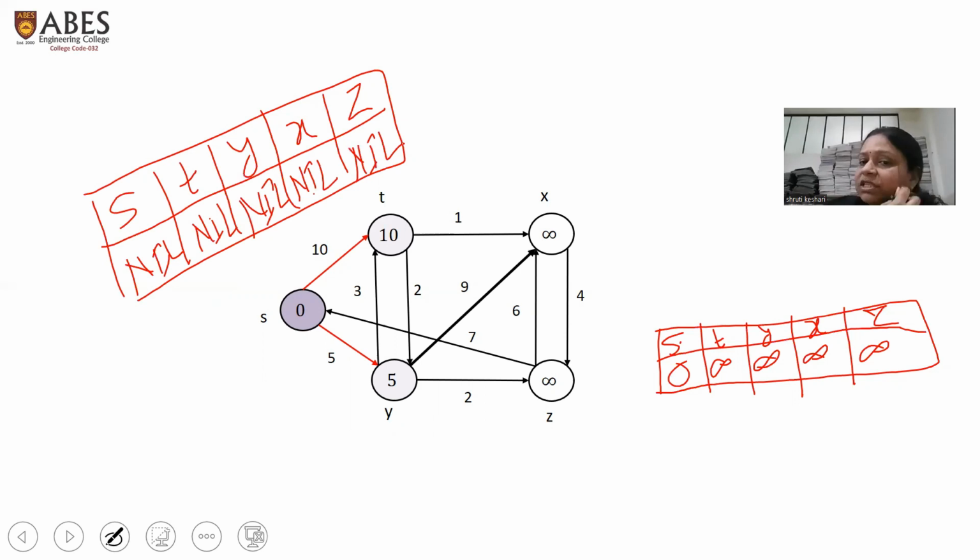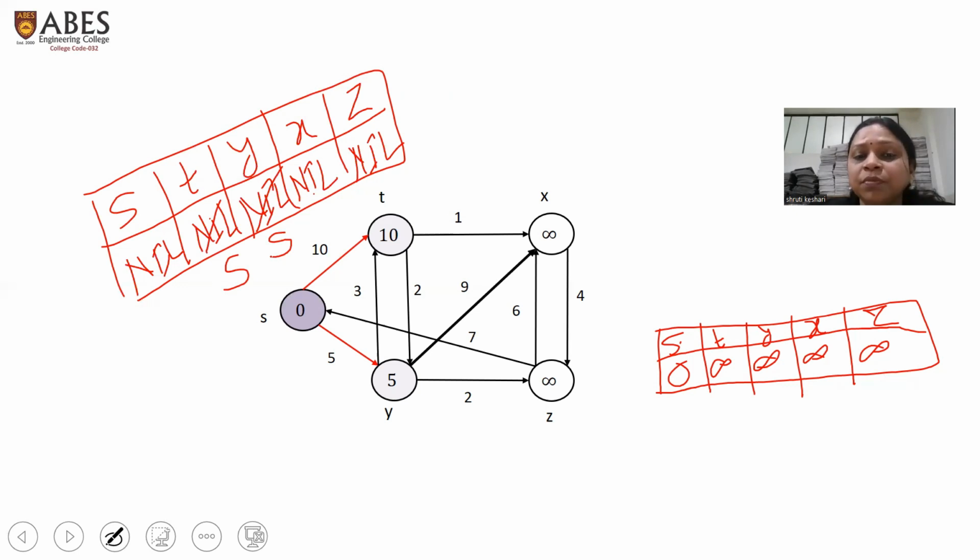Now, when you're visiting the vertex S, you will get the adjacent vertices. Adjacent is what? T and Y. You're relaxing the vertices by using S. So the parent of T will become S, and the parent of Y will become S. Because by using the value of S, you are updating, or you can say relaxing, the values of T and Y, you are getting the shortest path.